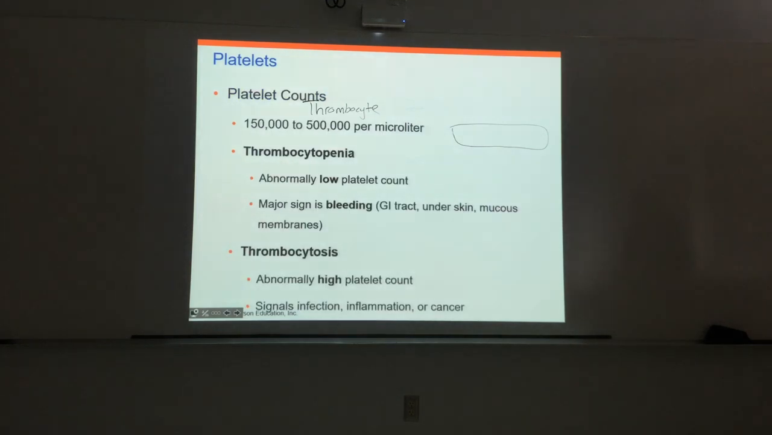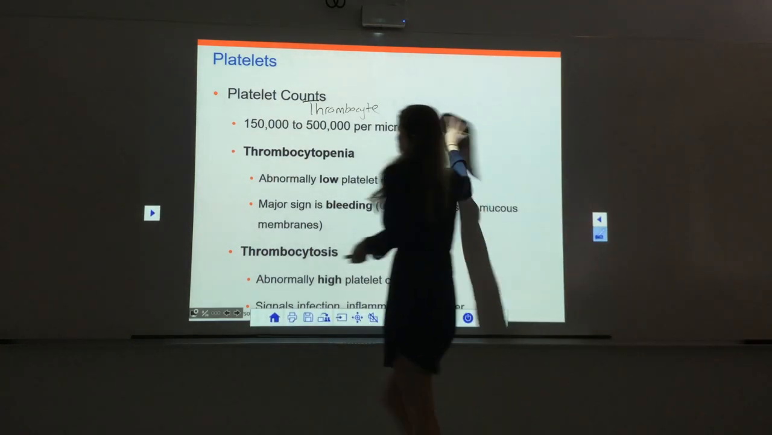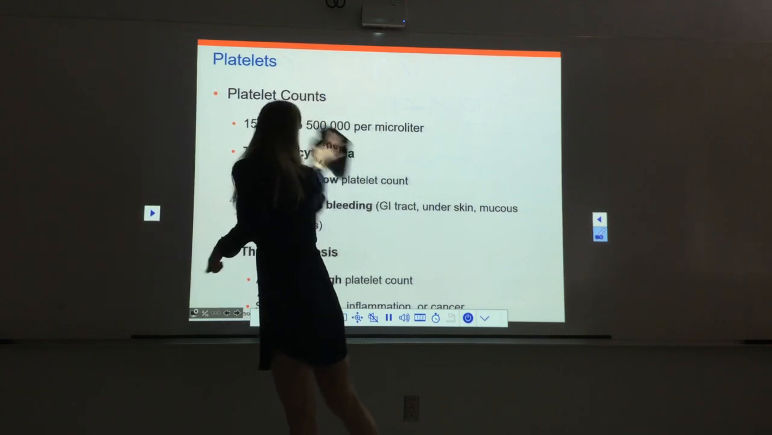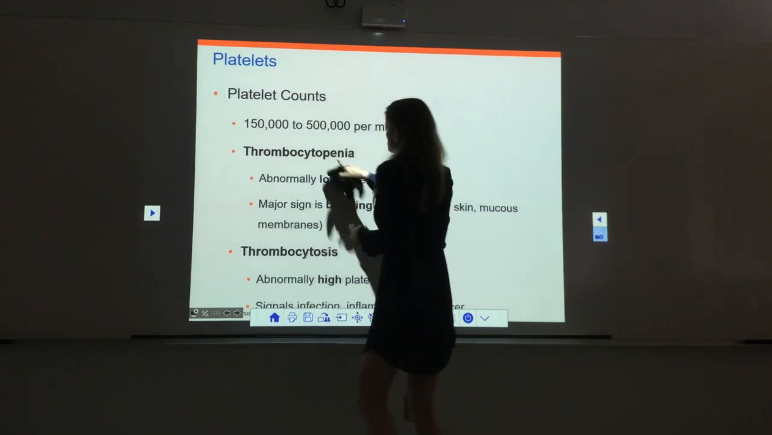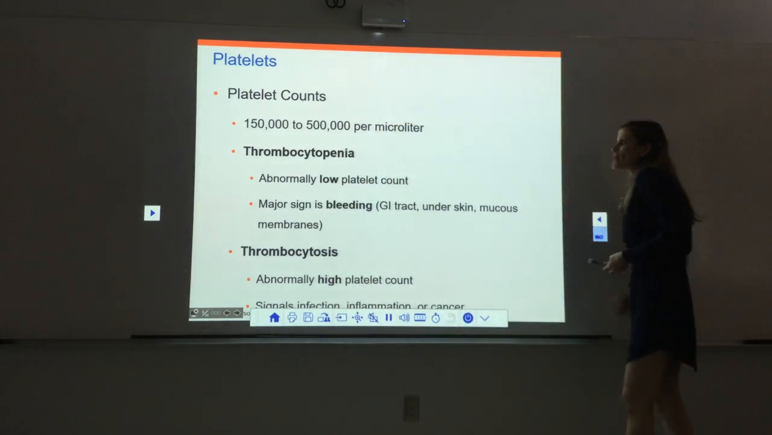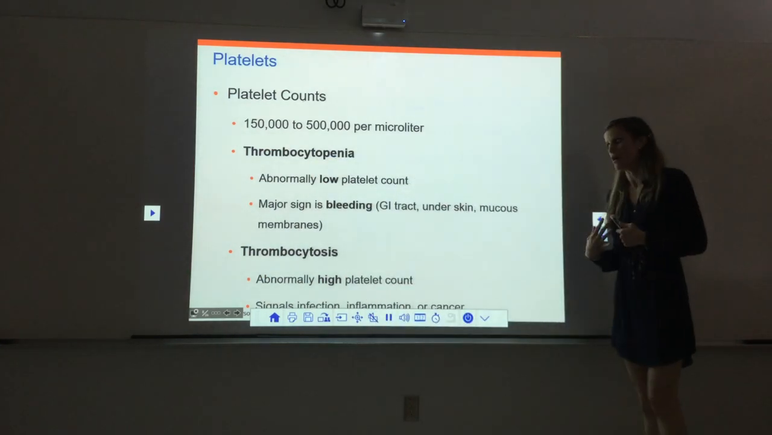The typical platelet count is between 150,000 and 500,000 cells, or I guess they're not really cells, right, but platelets, per microliter of blood. Below this, we call thrombocytopenia, right? What does penia mean? Poverty. So thrombocytopenia is a poverty of thrombocytes, or a low platelet count.